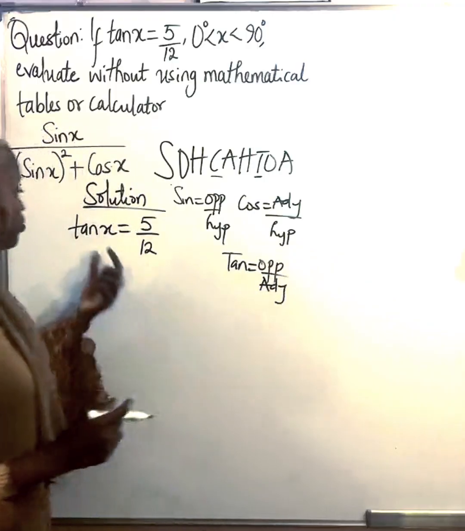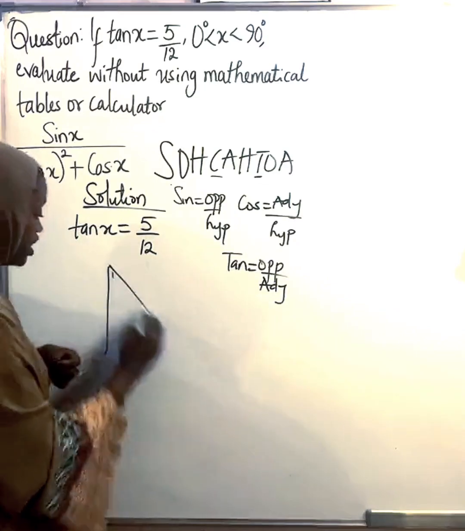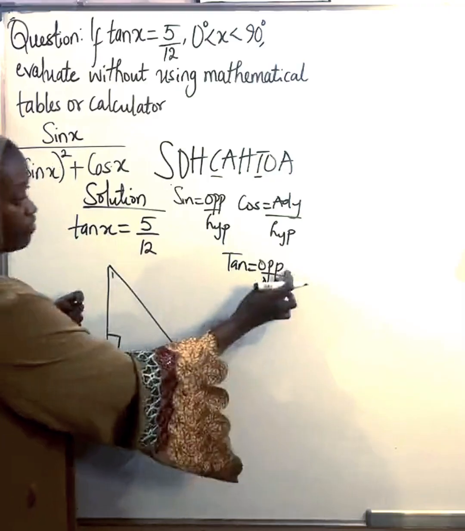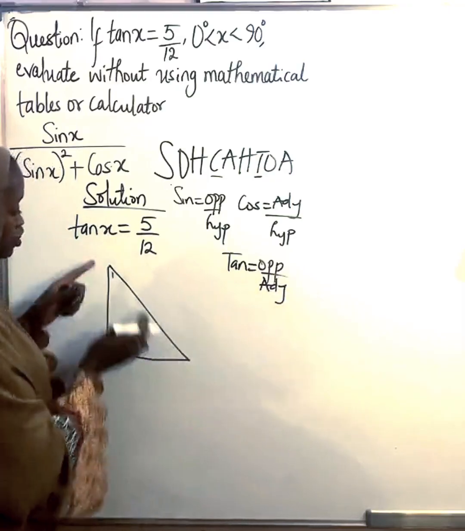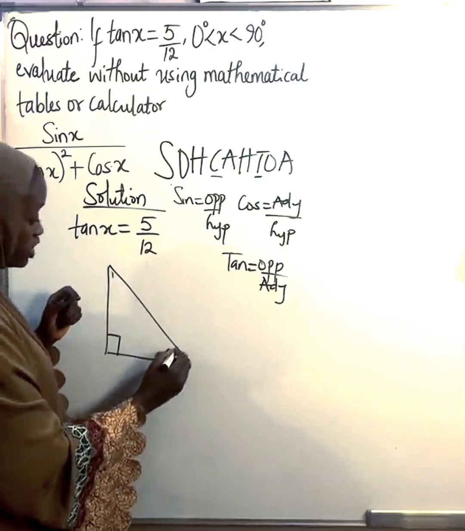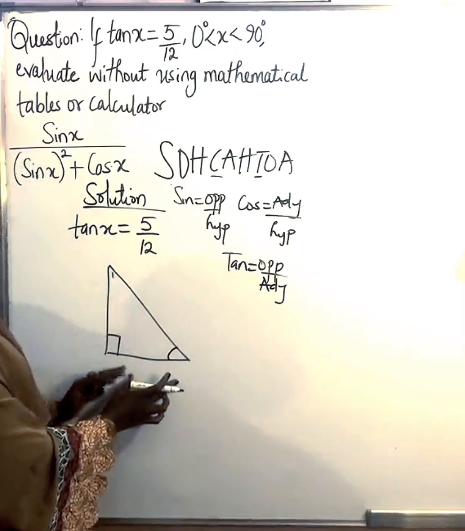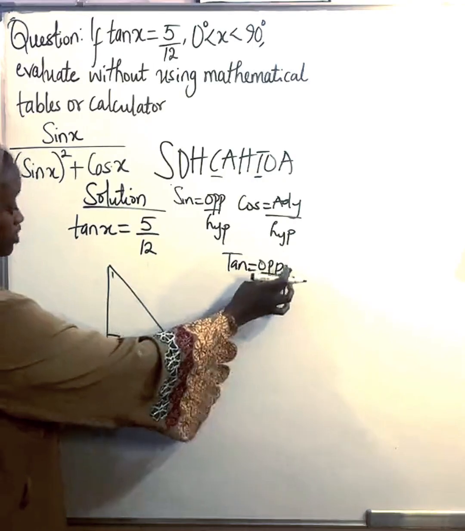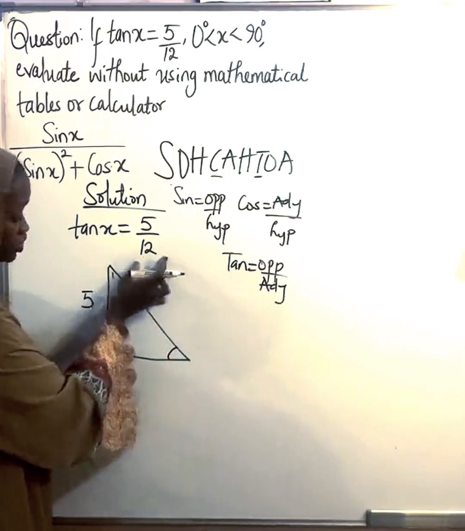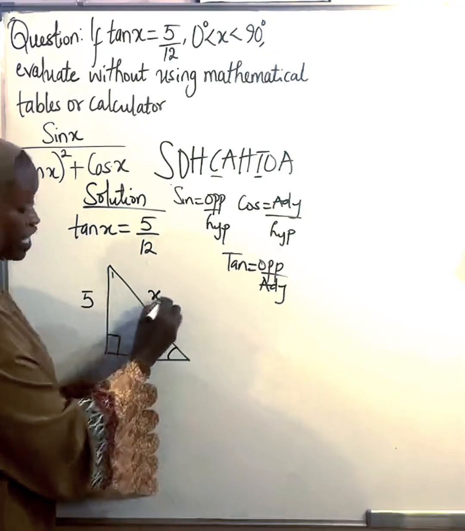Okay, so now we are given that tan is 5 over 12. Let's sketch out a right angle triangle to put in these parameters. For tan, we have opposite over adjacent. The longest side in a right angle triangle is the hypotenuse. So let's assume here is the opposite and this is the adjacent. The opposite value is 5 and the adjacent value is 12. In this question, we have to look for the value of the hypotenuse.